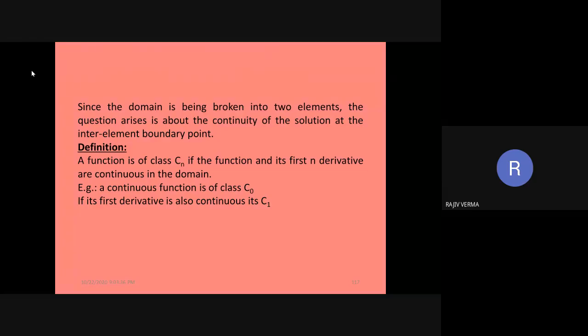One was the C naught function. If the function happens to be continuous, it is of class C naught. But if the function itself, along with the first derivative, is continuous, it belongs to class C1. This is what we did in the previous class, so I will not repeat it here.